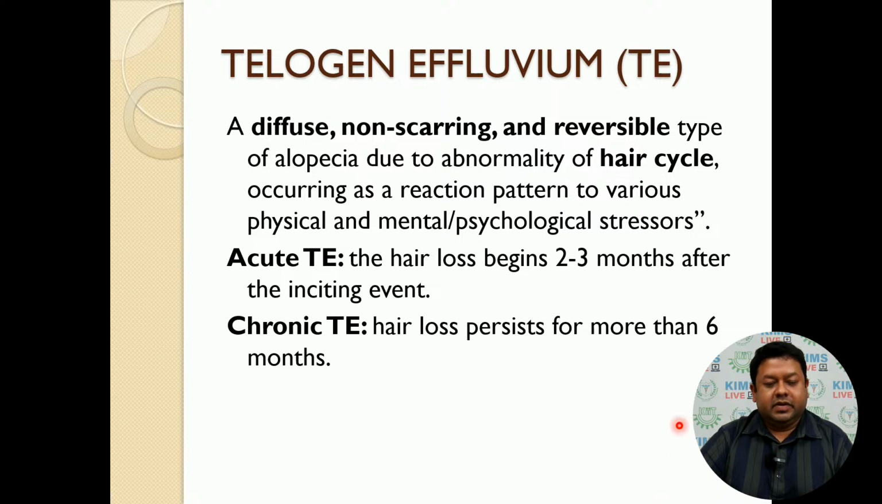Coming to the third type of hair loss, this is telogen effluvium. It's a diffuse, non-scarring and reversible type of alopecia due to abnormality of hair cycle, occurring as a reaction pattern to various physical and mental or psychological stressors. Acute telogen effluvium is one that occurs within 3 months of the inciting event, and chronic telogen effluvium which persists for more than 6 months.